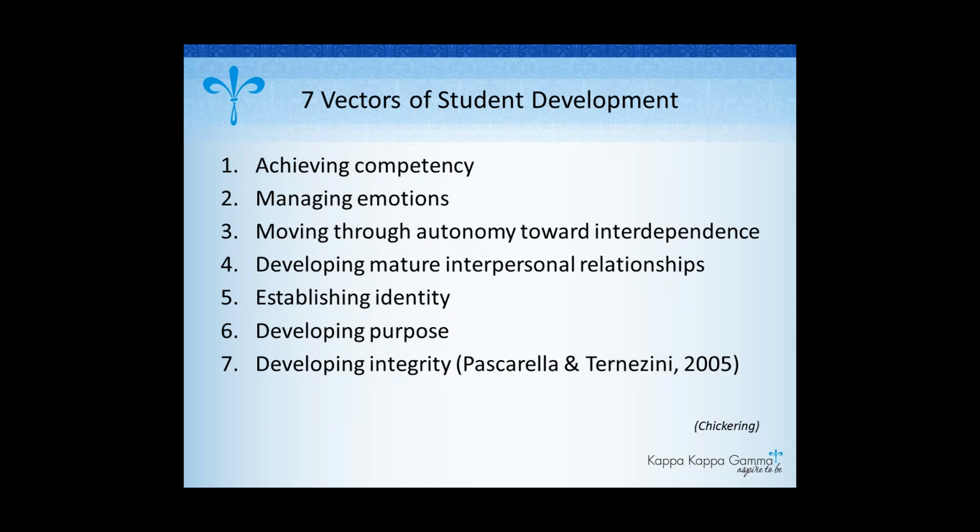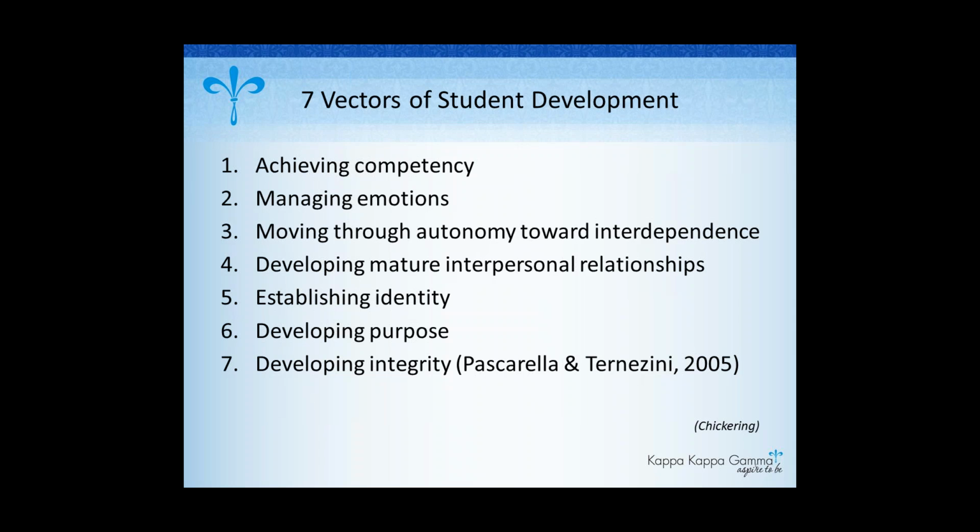So this is the 7 vectors of student development, and there are the 7 listed there. As you can see: achieving competency, managing emotions, moving through autonomy toward interdependence, developing mature interpersonal relationships, establishing identity, developing purpose, and also developing integrity. These vectors can be thought of as a series of stages or tasks that deal with their feeling, thinking, believing, and relating to others.